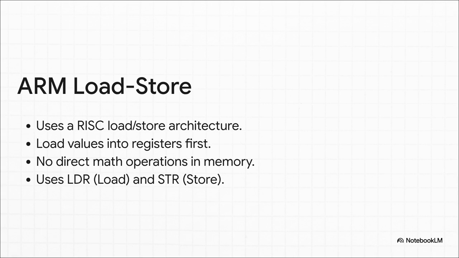ARM processors use what's called a RISC load-store architecture. What does that actually mean? Well, in plain terms, you can't just do math directly on numbers sitting out there in main memory. No way. You absolutely must move your data from memory into the processor's 32-bit registers first using a load instruction, like LDR. Once it's there, then you can do your math. And finally, you use a store instruction, like STR, to put the result back into memory. It's a strict rule, sure, but honestly, it's exactly what makes the processor so incredibly fast.